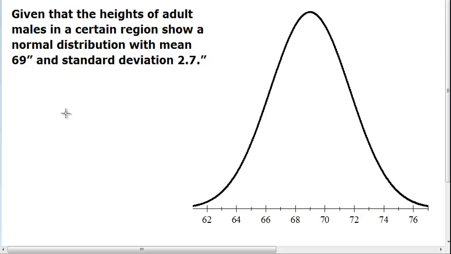Now, we have a normal distribution, right? Tell me this. This is what, 69, right? So if we go according to this, what percentage of people are shorter than 69 inches? What percentage? 50%, right? Everybody clear? Okay.